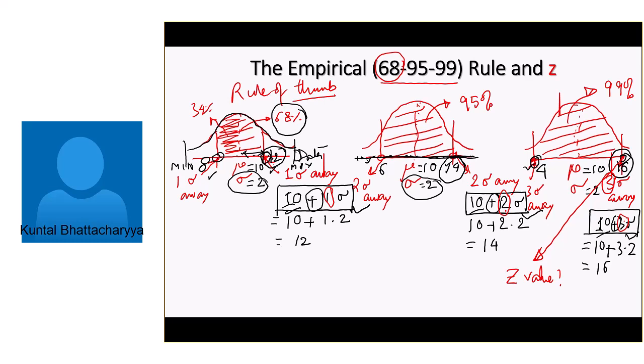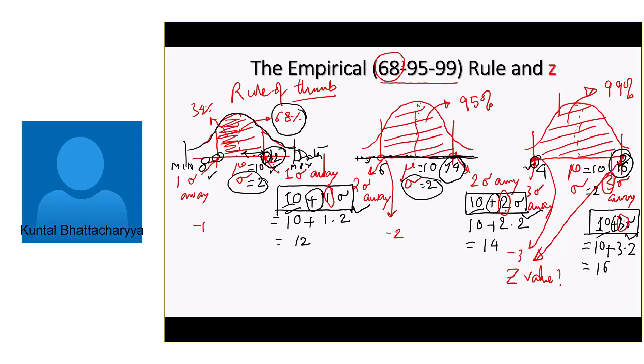What is the corresponding z value of 12? It's 1. What would then be the corresponding z value of 8? Because 8 is just on the other side, it's a mirror image. That z value would be negative 1. This one would be negative 2. For this guy, the z value would be negative 3.